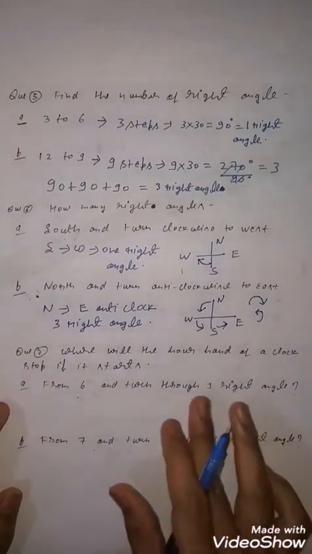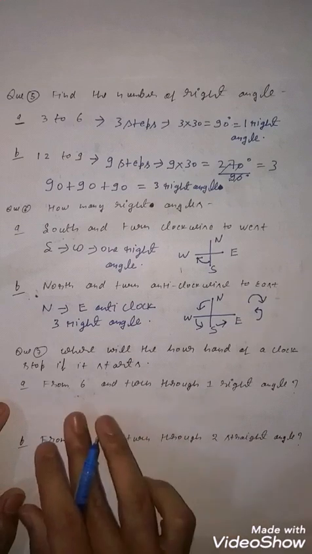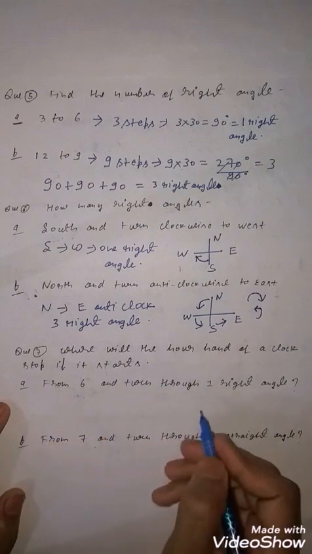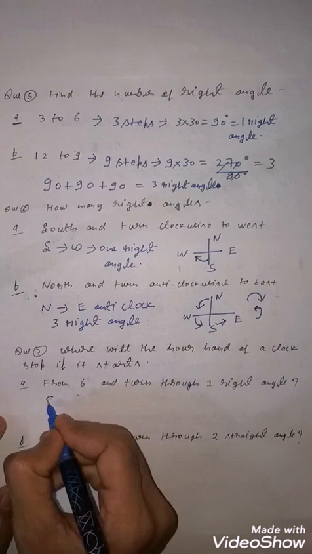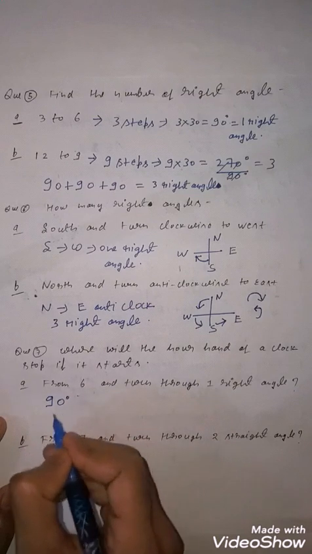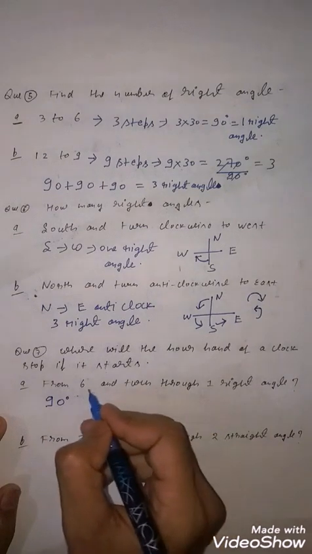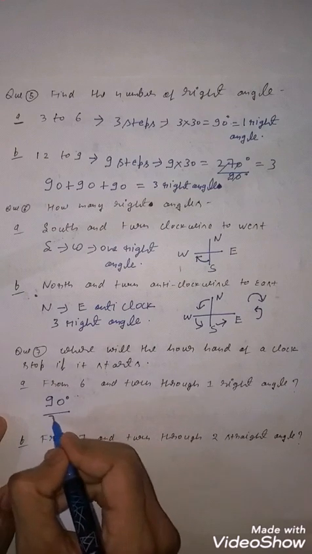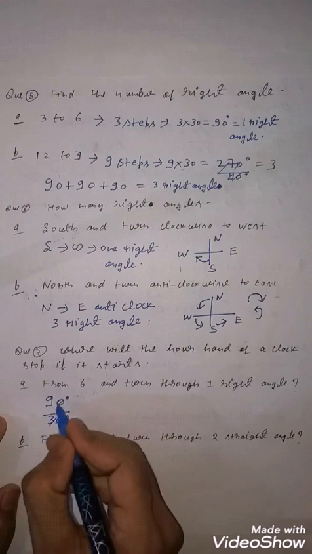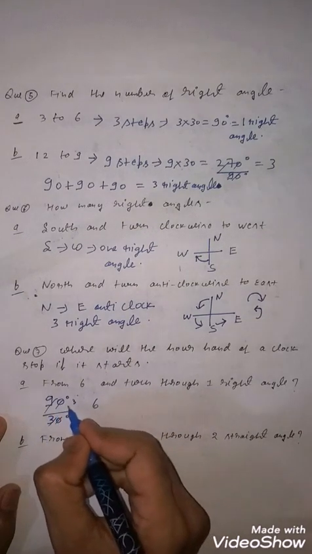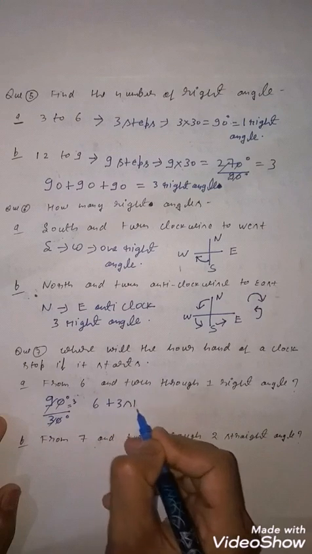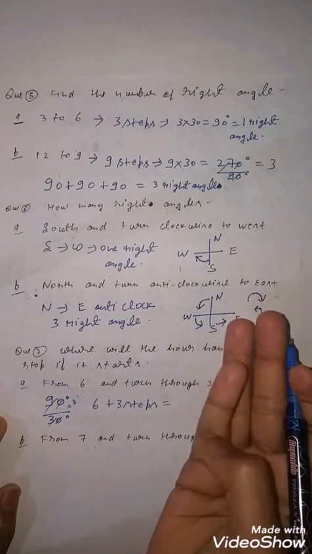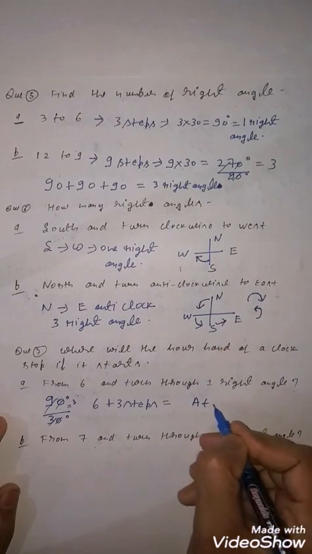Now the next question is: where will the hour hand of the clock stop if it starts at 6 and turns through 1 right angle? Very good question. Now student, you know that 1 right angle means 90 degrees. You have to find the steps, because if you add the steps to 6, we will find the time. So 90 divided by 30 degrees per step, 0 0 cancel, 3 3s are 9, so 3 steps. So 6 plus 3 steps, it will come to 9.